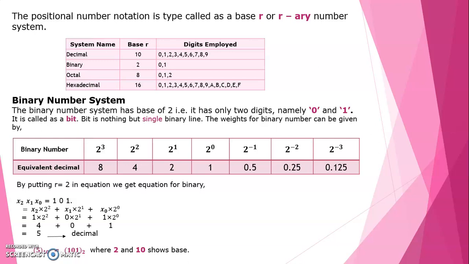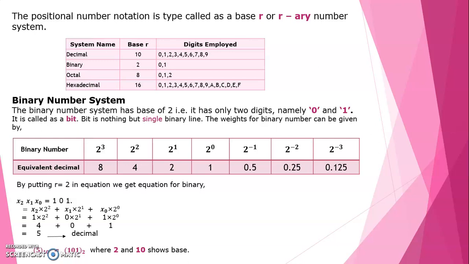These are some values for the binary number. We can see one example by putting r equals 2. R is your base. In the equation we get the equation for binary. For example, you have a binary number 101. Then you have to define 1 into 2 raised to 2 plus 0 into 2 raised to 1 plus 1 into 2 raised to 0.